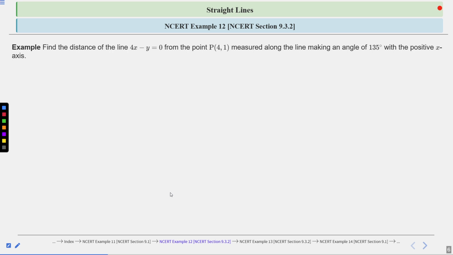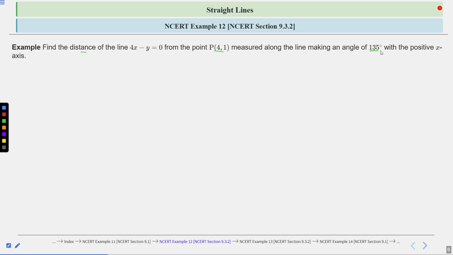So see this example, NCERT example number 12. Here in this example, we have to find the distance of the line 4x minus y equal to 0 from the point P. Coordinates of P are 4 comma 1, measured along the line making an angle of 135 degree with the positive x-axis.